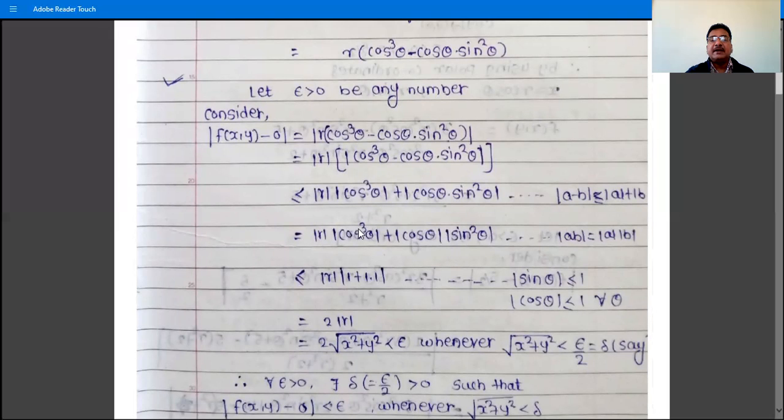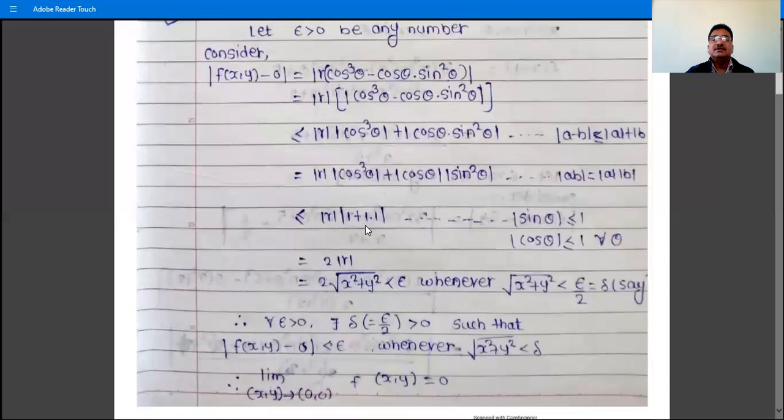But these are not the actual values of |cos³θ|, |cosθ|, |sin²θ|, because |sinθ| is less than or equal to 1 and |cosθ| is less than or equal to 1. That is, these 1 values are the upper limit. So we substitute the larger value of this quantity, and that's why the sign is less than or equal to. Don't write equal to here. Suppose the value of this quantity is 1/2, but we substitute 1. Therefore, a larger value is substituted. That's why it is the less than or equal to sign.